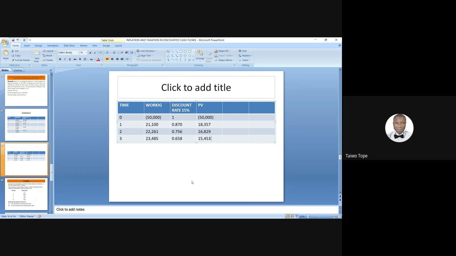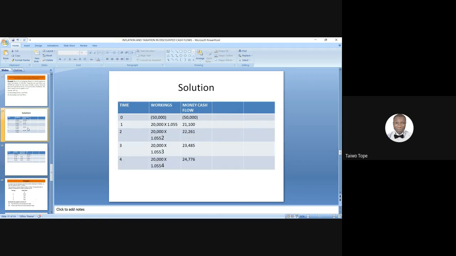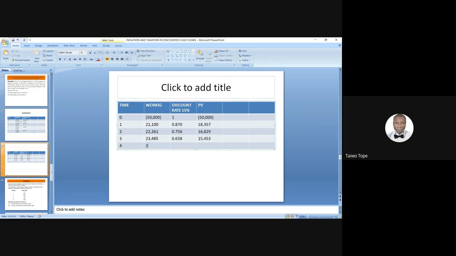In year 4, the computed money cash flow is what? 24,776. The discount rate in year 4 should be 0.572. The PV will be what? 0.572 multiplied by 24,776. You should have 14,172. So the NPV will be what?